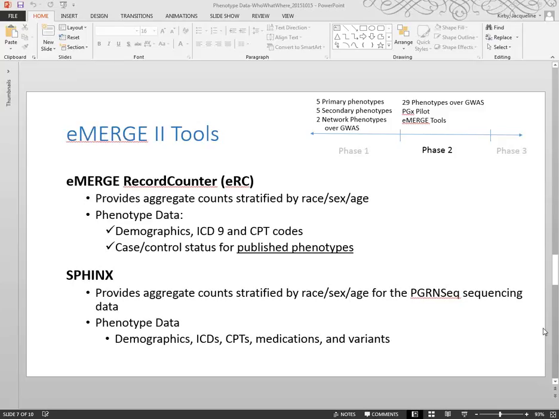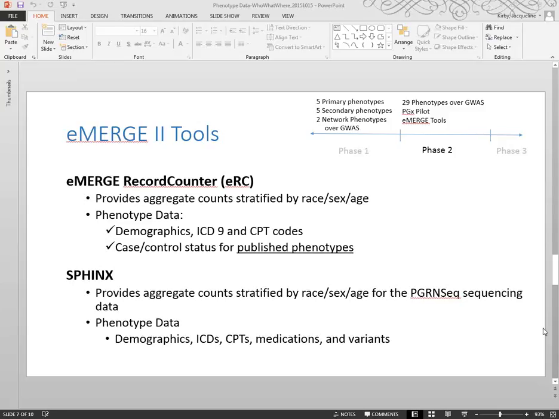And then for PGx, we created a thing called Sphinx, which is very similar. And in that, we also included medications because the PGx study was looking at pharmacogenomics, and we decided that tackling medications and merging of the medications would be beneficial. So that data is available at the coordinating center as it is implemented into the tools.